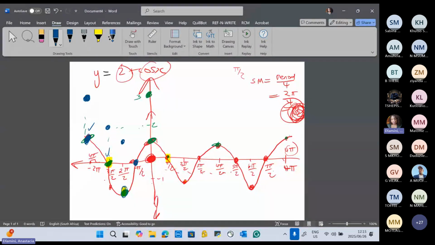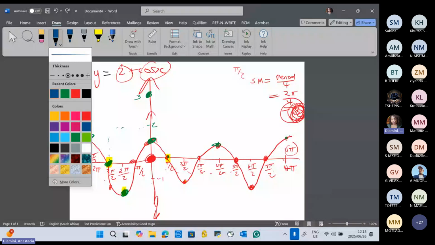For us not to be confused, don't put the blue also on the original graph. Alrighty, let me fix it. We go back, we have the blue. So the first point, I will tick it. The first point goes where?